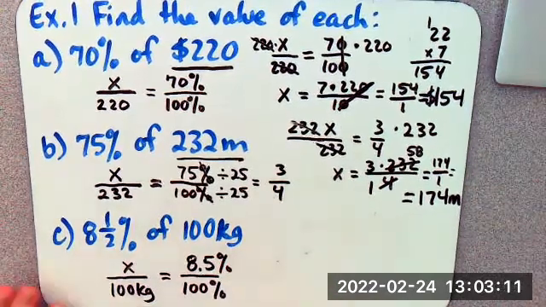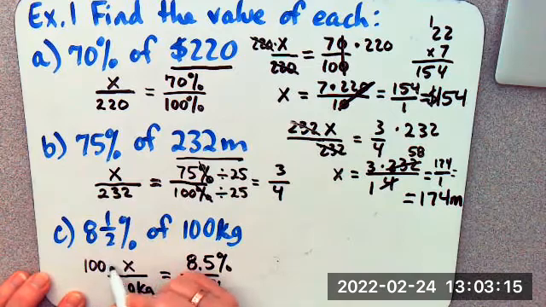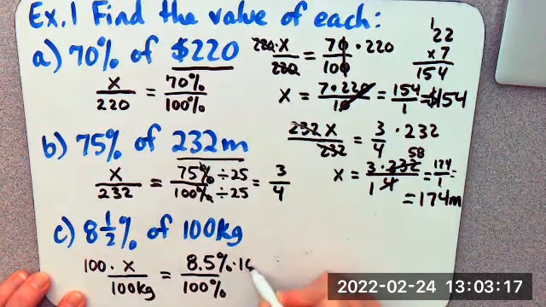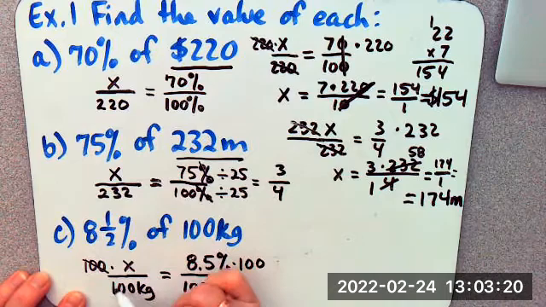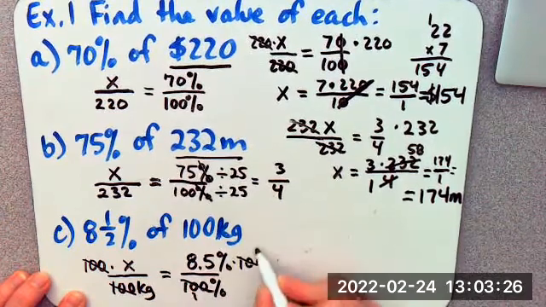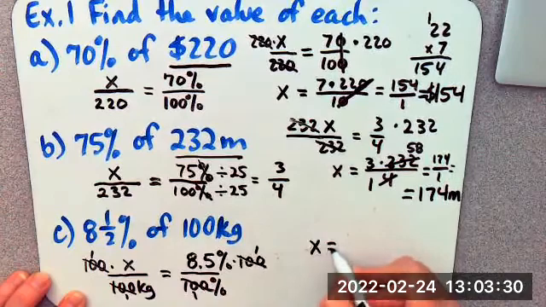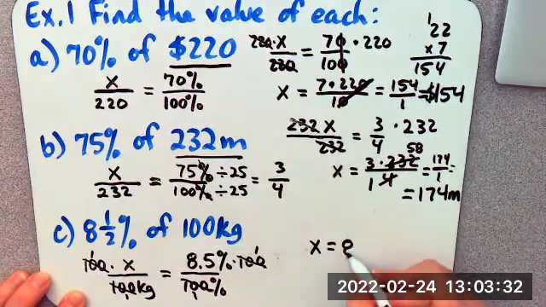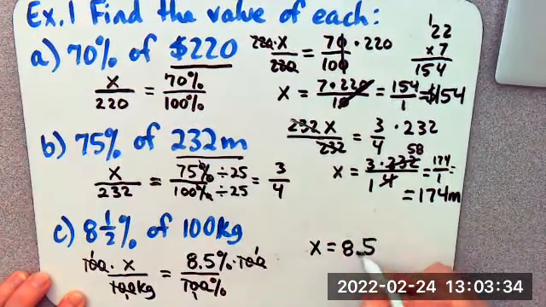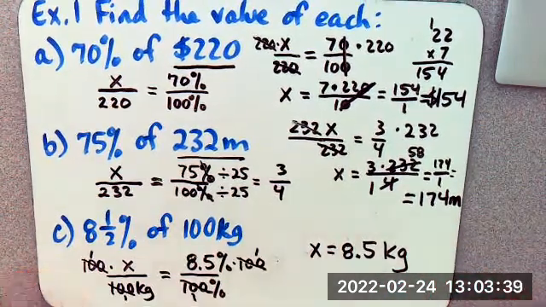Well, if we multiply by 100 on both sides, that's going to cancel that one because 100 divided by 100 is 1, and 100 divided by 100 is 1. So we get X equals 8.5, and now we're talking about kilograms and not percent. So that's how we'll do that one.